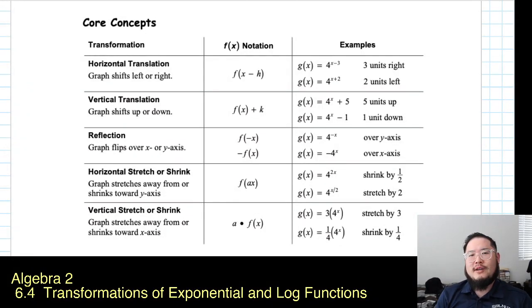Let's take a look at section 6.4, transformations of exponential and logarithmic functions. We look right here at transformations: horizontal stretch, shrink, vertical stretch, shrink, reflections, all that fun stuff.